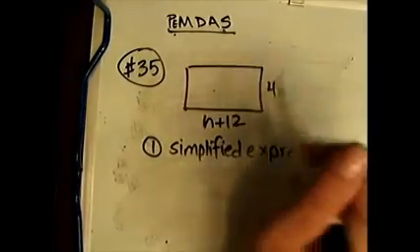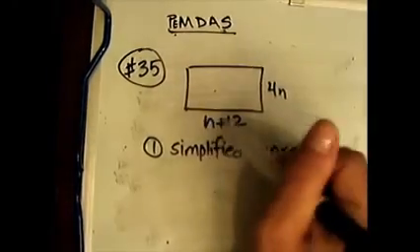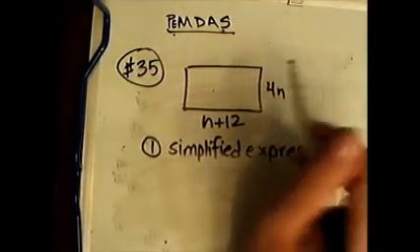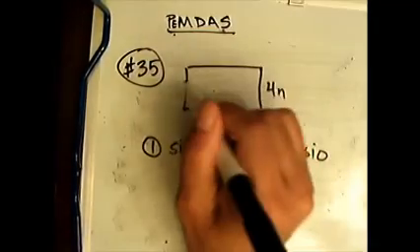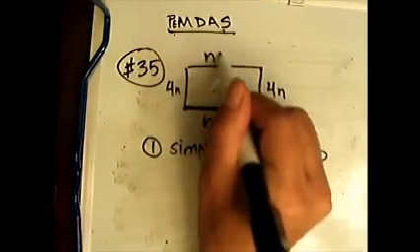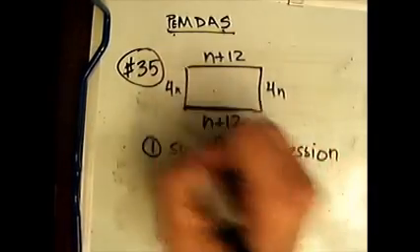When you are writing this, how do you add up all this using the information, the n plus 12 and 4n? How do you find the perimeter? Well, we know that this side is 4n, so this side has to be 4n. This is n plus 12, so this has to be n plus 12. So to find the perimeter, how do you find the perimeter? You add up all the sides.